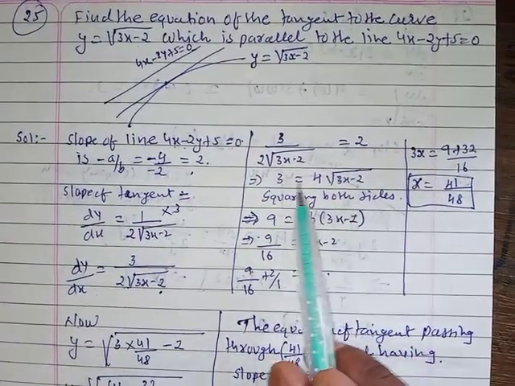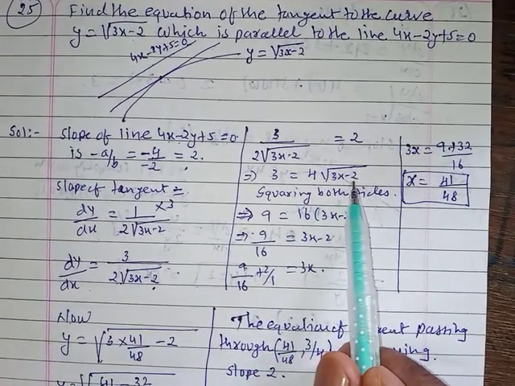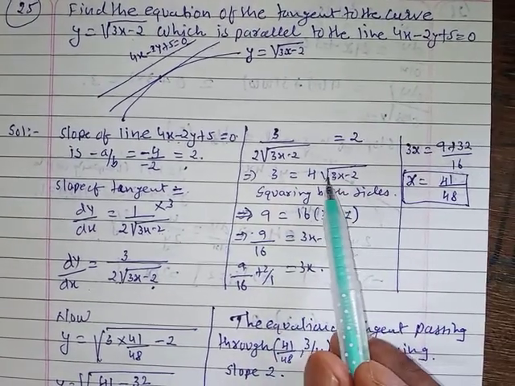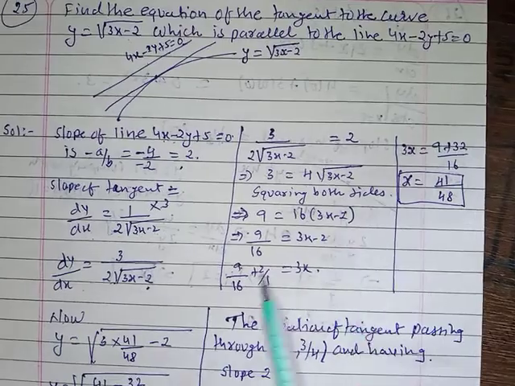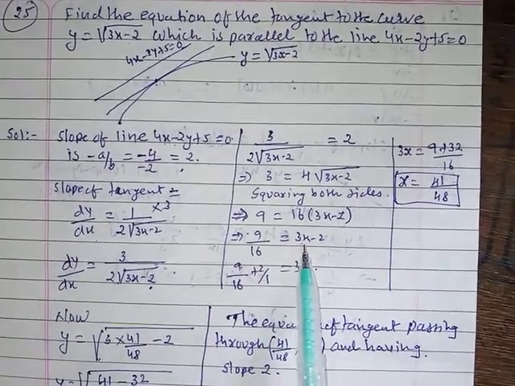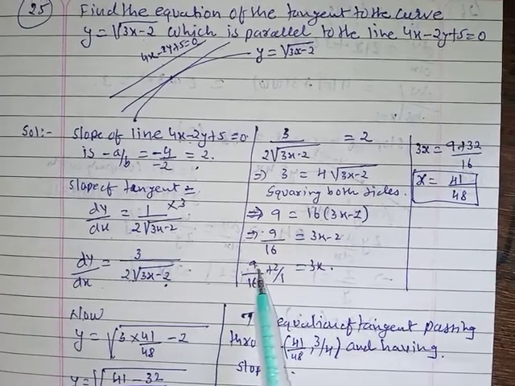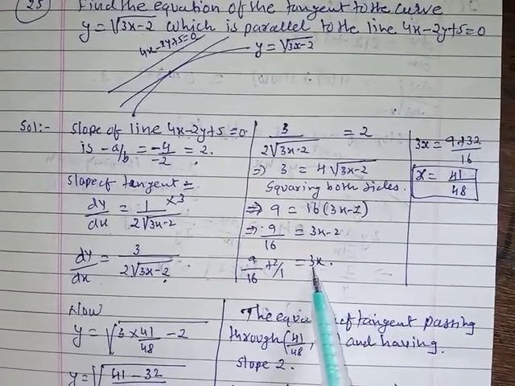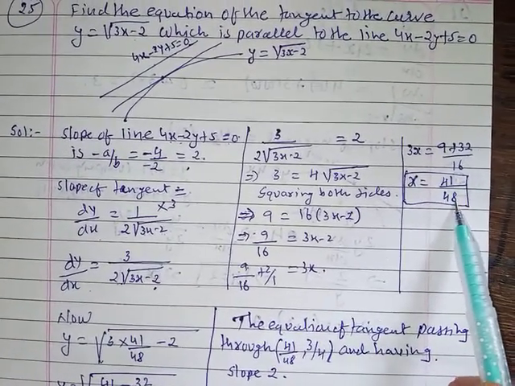If you simplify this, since there is a root here, you have to square on both sides. Squaring on both sides, we get 9 by 16, and this root will vanish and we will get 3x minus 2. So 9 by 16 is equal to 3x minus 2. If you bring 2 to this side, you will get 9 by 16 plus 2 upon 1 is equal to 3x. So the x value will be equal to 41 upon 48.